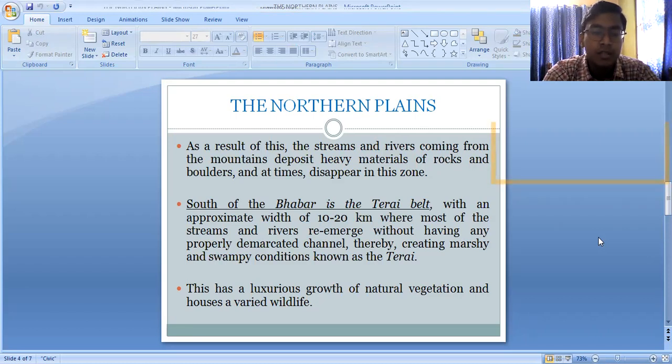Many of the streams and the rivers which originate from the Himalayan mountain ranges, when they reach this Bhabar belt, they disappear because this Bhabar belt is mainly filled up with huge sediments, sands, stones and all. So the rivers, instead of flowing on the surface, flow underground. That is why it is said that the rivers or the streams disappear.